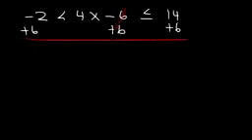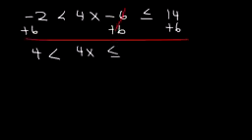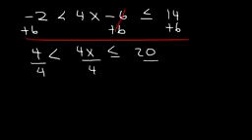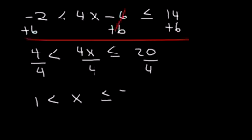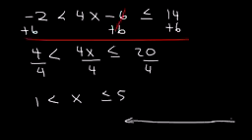Negative 2 plus 6 is 4, and in the middle all we have is 4x, and 14 plus 6 is 20. Now the last thing we need to do is divide everything by 4. 4 divided by 4 is 1, 4x divided by 4 is x, 20 divided by 4 is 5. So x is in between 1 and 5. So let's say this is 0, here's 1, and here's 5.